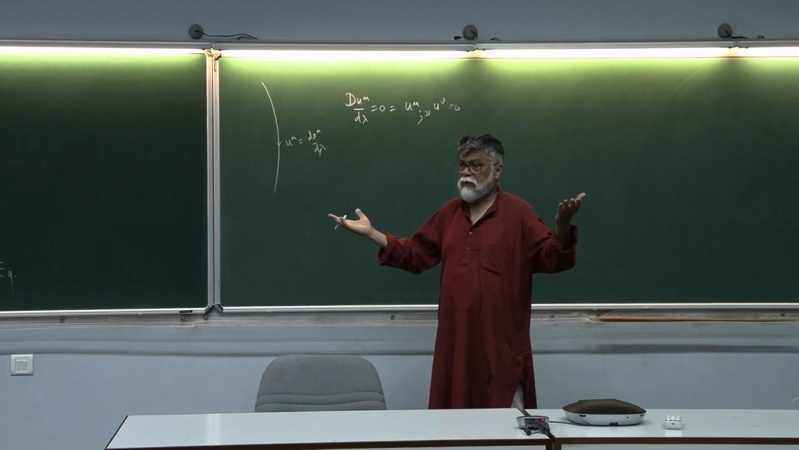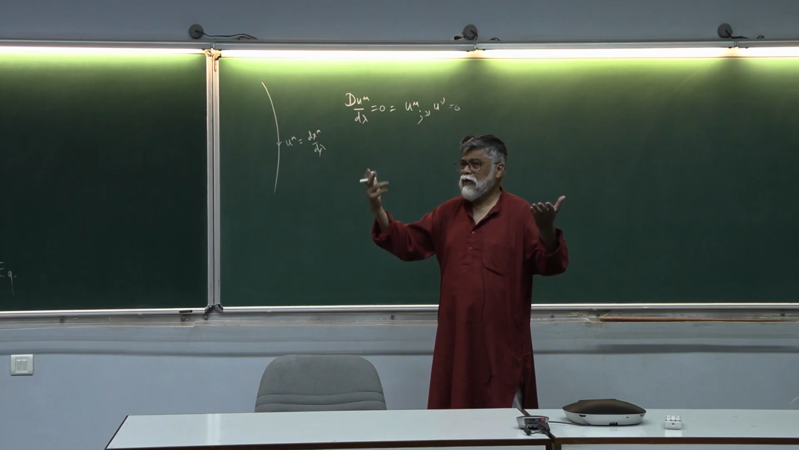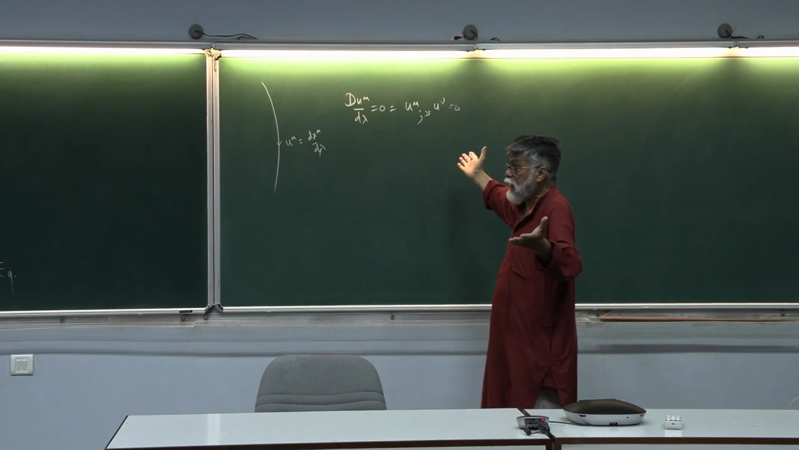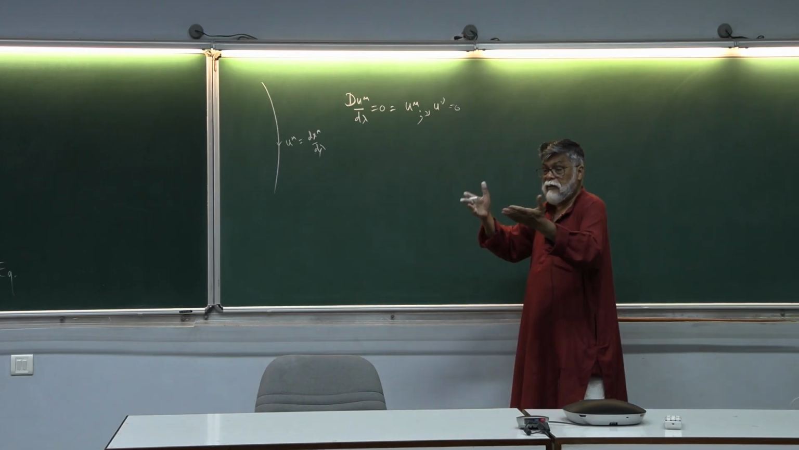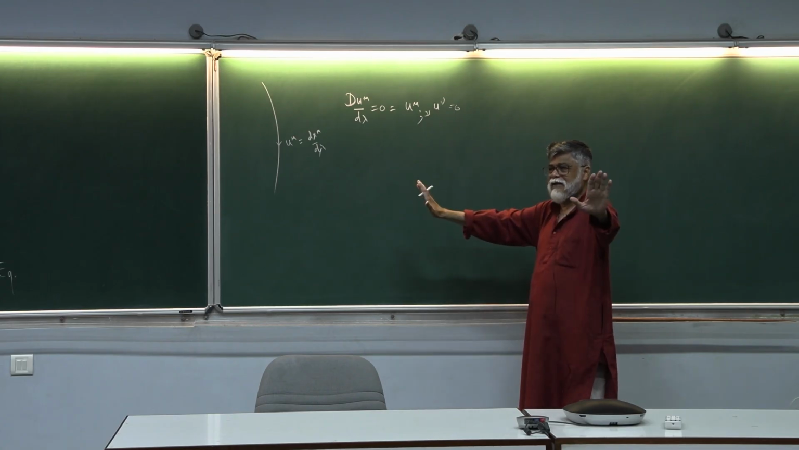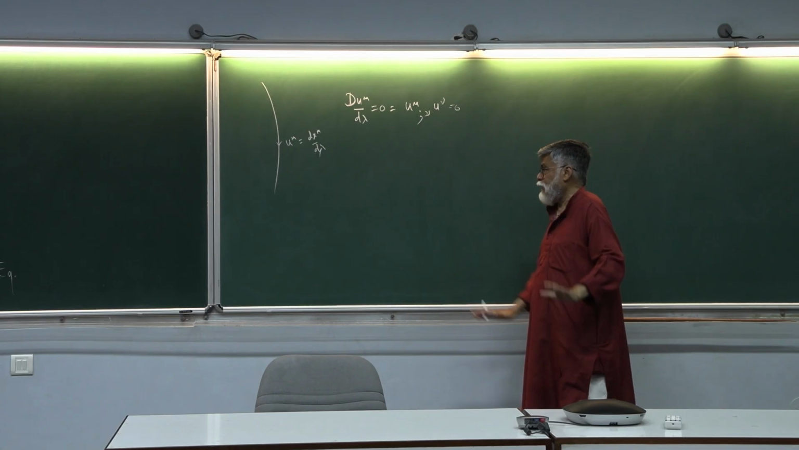In a local inertial frame, no force is acting. So d²x^μ/ds² is 0. And in a local inertial frame, Γ^μ_αβ is 0, and you get back your usual result. So everything is consistent with the Einstein equivalence principle.